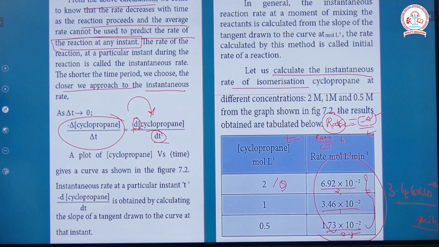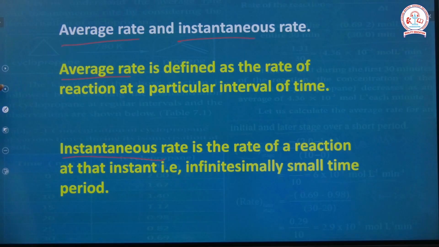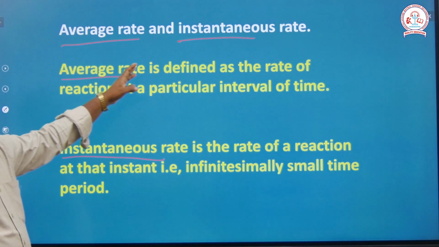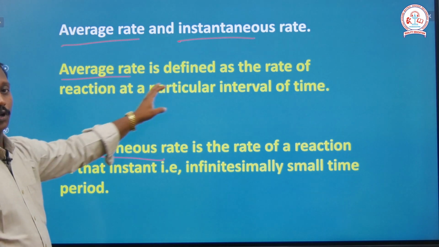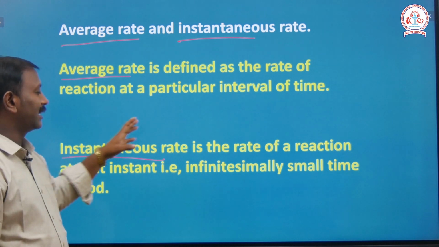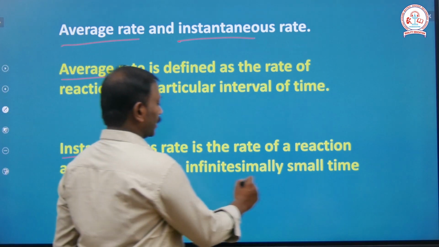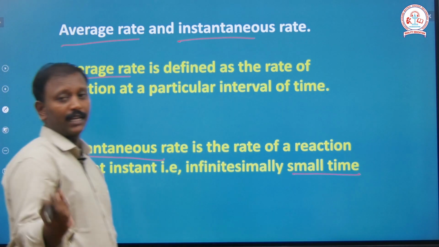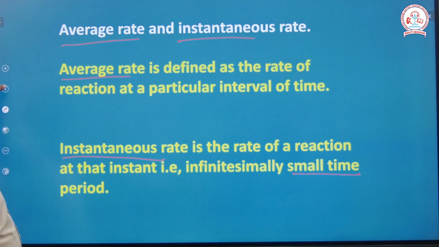So this is the instantaneous rate of reaction and the average rate of the reaction. For the average rate, we take the whole interval or a particular interval. For the instantaneous rate of the reaction, we take a very small time interval. So that is the instantaneous rate of reaction.